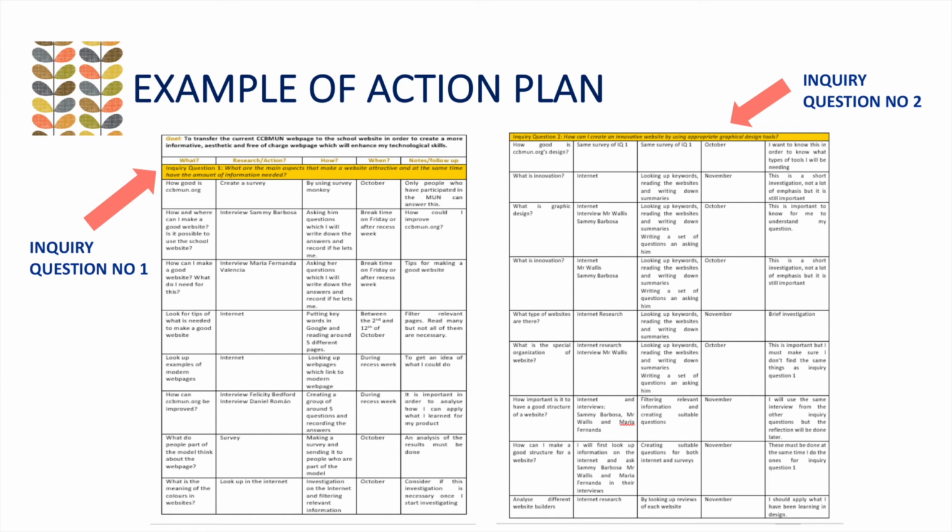So it should have that level of detail on when, and anything that's useful for you in your plan, as much detail as you want. If we look at the fourth line where it says, look for tips of what is needed to make a good website, we're still on inquiry question number 1. And she says that the action that she's going to take is research and internet.